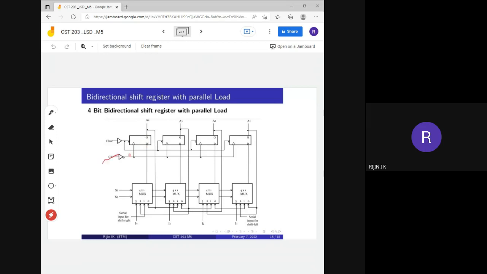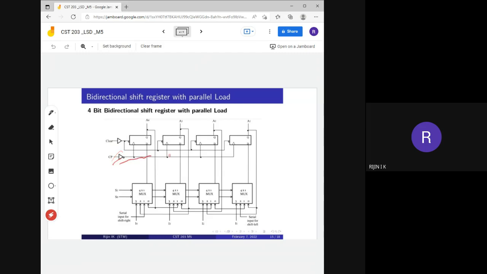Here the clock pulses are connected, so it is a synchronized circuit. It is a negative edge, that is why here we have connected a NOT gate. Here this is a clear input, which is also connected to all the flip-flops to provide the clear signal. Clear signal means if you want to set all the flip-flops to 0, then you can provide a clear signal.